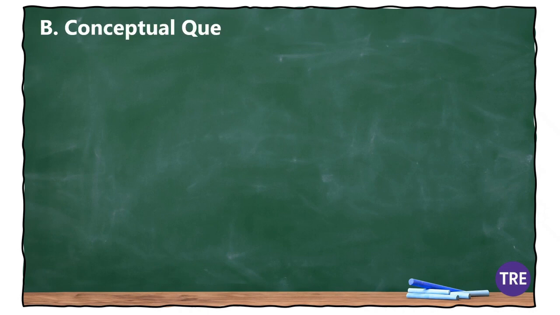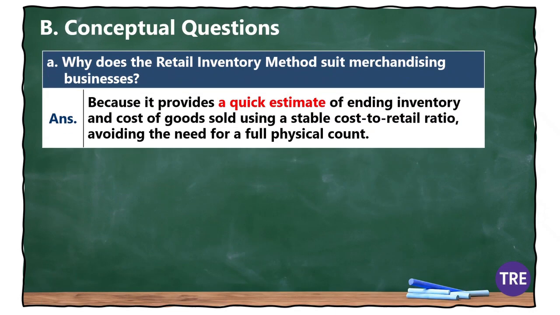Then, let's take a closer look at the conceptual side of the retail inventory method. First, why does this method suit merchandising businesses so well? It's because it provides a quick and reliable estimate of both ending inventory and cost of goods sold, all by using a stable cost-to-retail ratio. This saves time and resources by avoiding a full physical count every period.